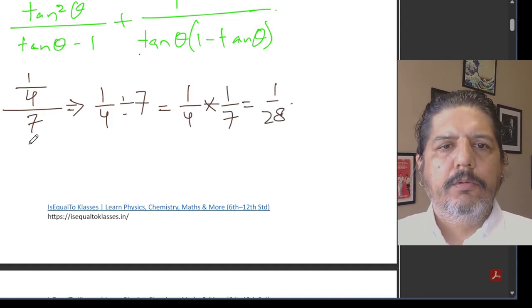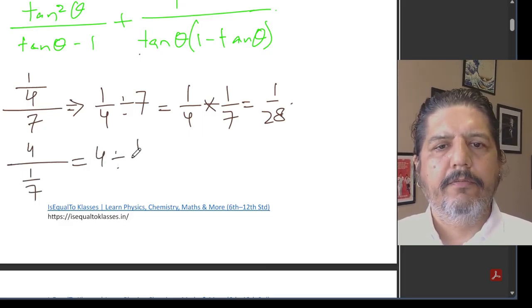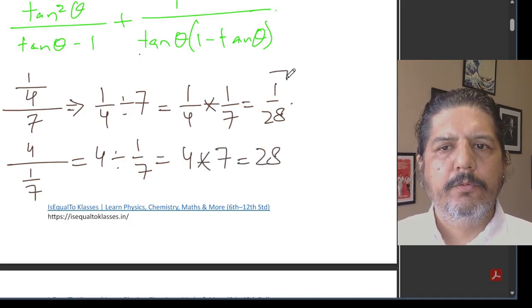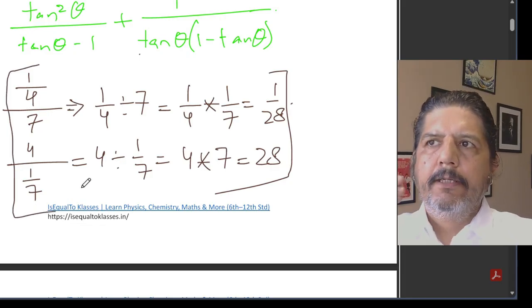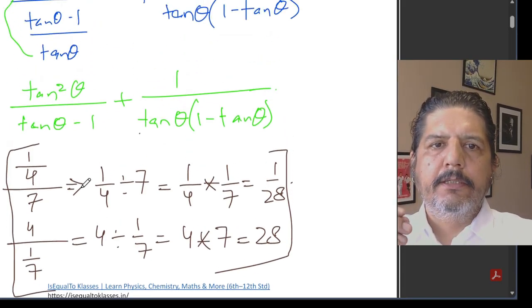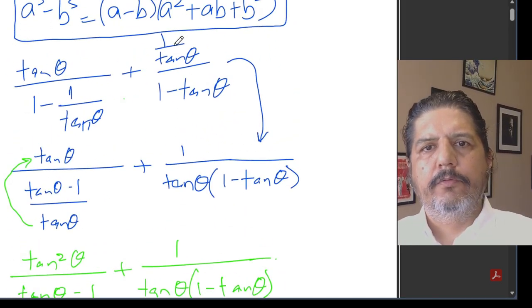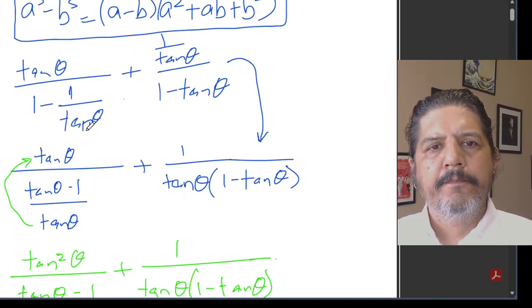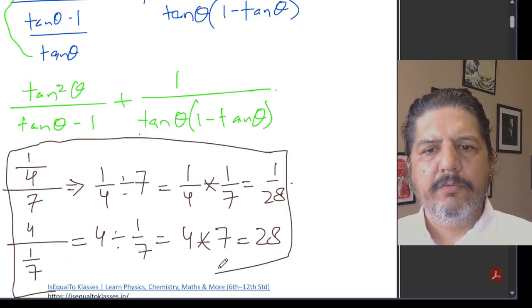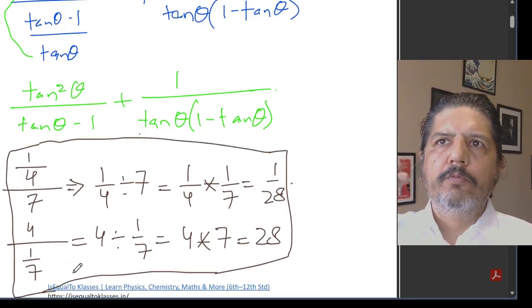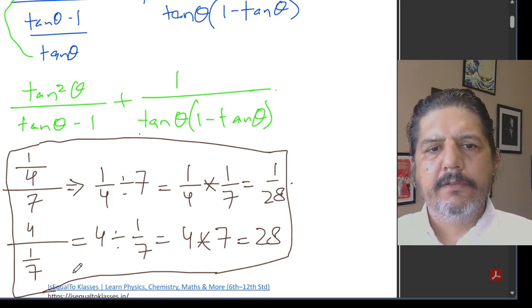If this was 4 divided by 1 by 7, then I would have written this as 4 divided by 1 by 7 to be equal to 4 multiplied by 7, equal to 28. So, in short, you should be aware of how to manipulate numerator and denominator, because that is what I have done here. So, for example, this tan theta, why did I bring it here? And this tan theta, why did it go here? Now, for that, you'll have to have a fair amount of understanding of how the numerator and denominator are manipulated when there is a division sign.